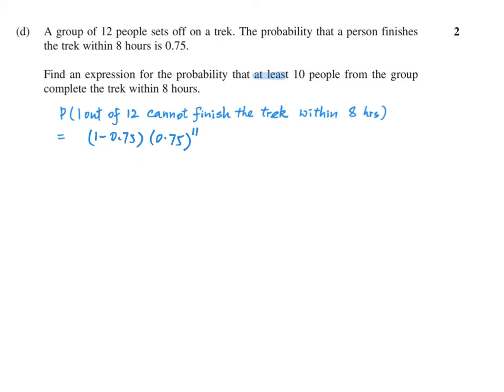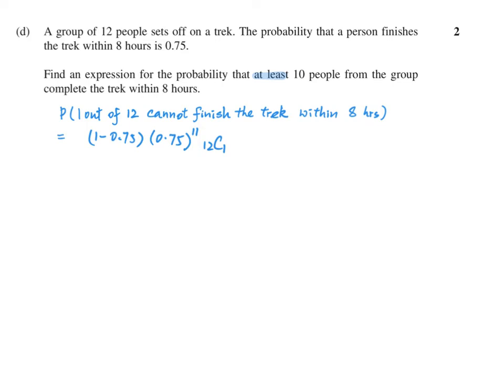Now we have 12 people. Which one cannot finish? There are 12 different combinations. Any one of the 12 people can be the one who cannot finish the track within 8 hours. So this 12C1 is about which one cannot finish the track. You have 12 different choices. So this is the probability for 1 out of 12 people who cannot finish the track within 8 hours.